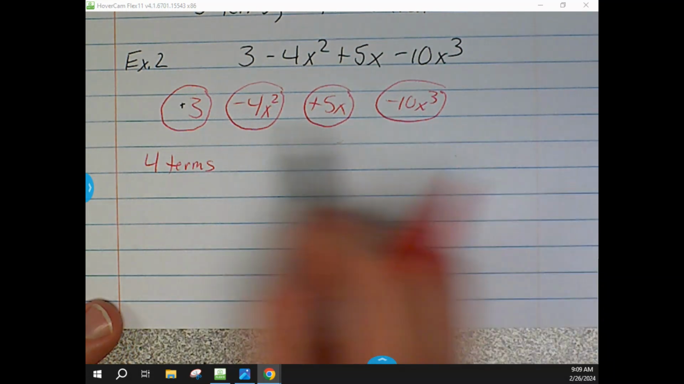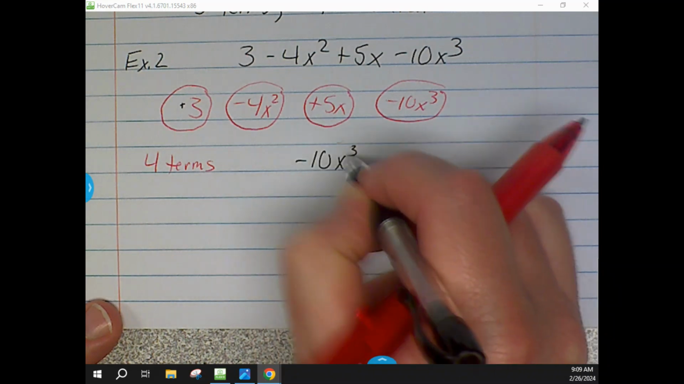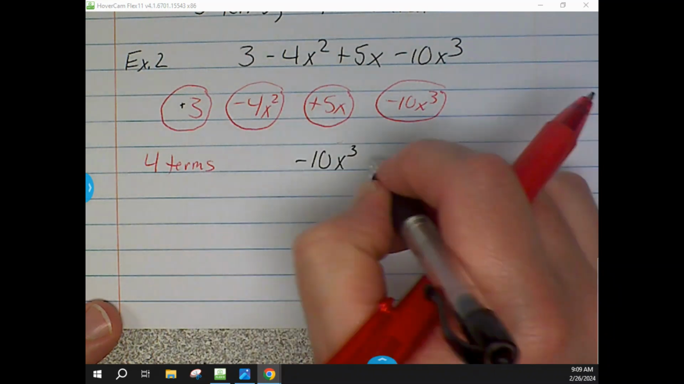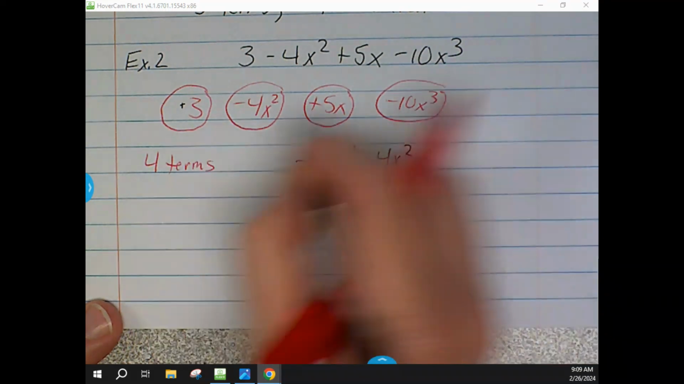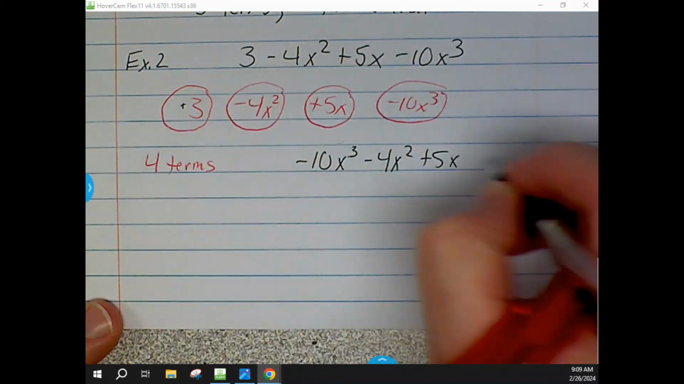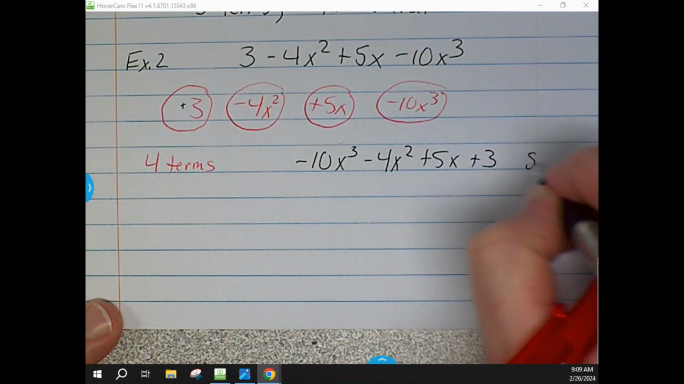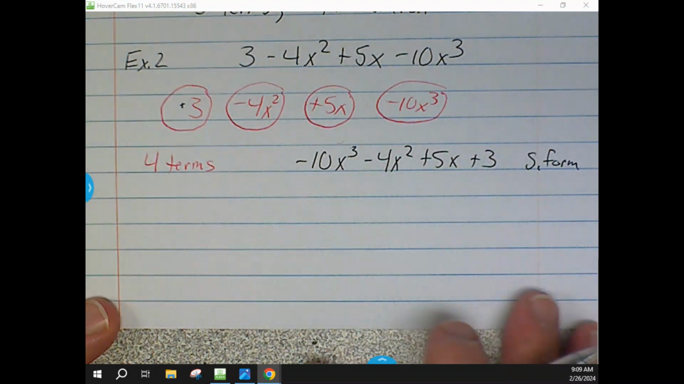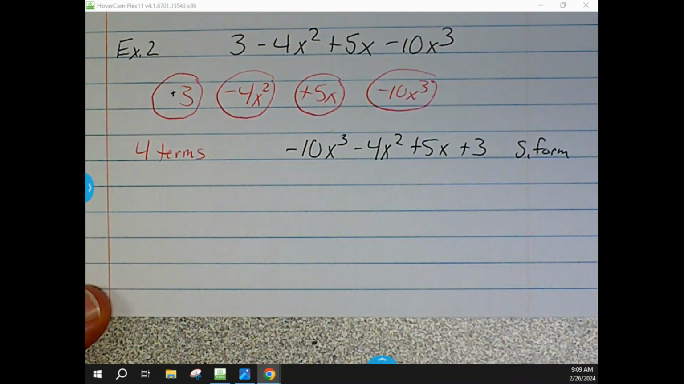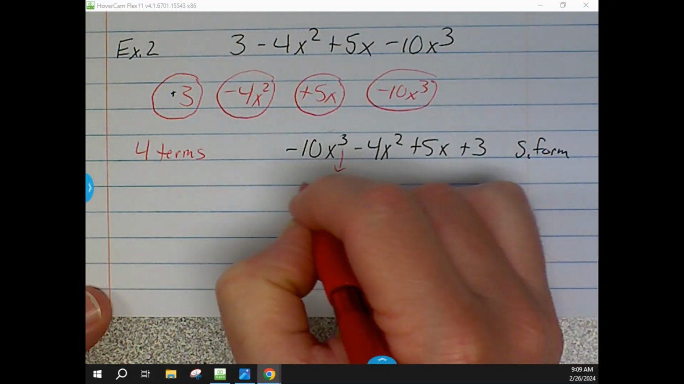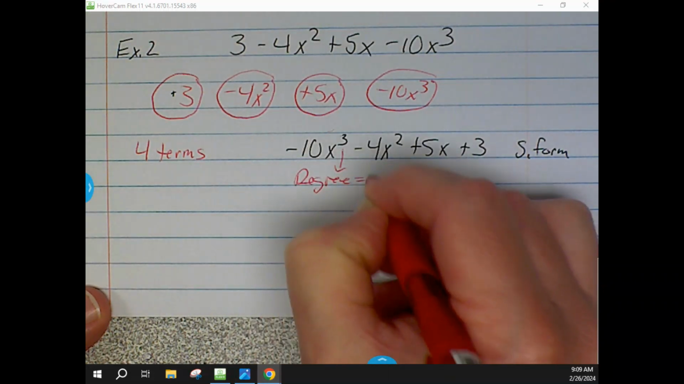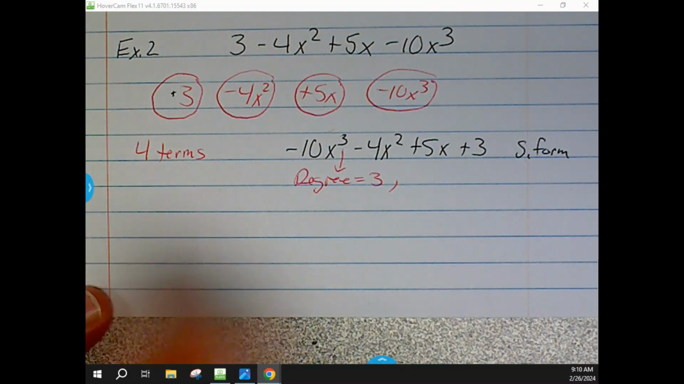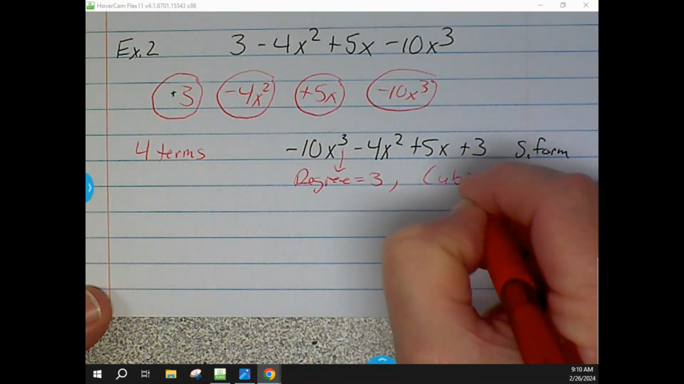Starting with our highest power of x, in this case x to the third, it's negative 10x to the third, minus 4x squared, plus 5x, and then plus 3. All right, so there's our standard form. And by degree, the highest power, degree equals 3, which they may also throw out as degree 3. They may also just say that in this case it's going to be cubic.